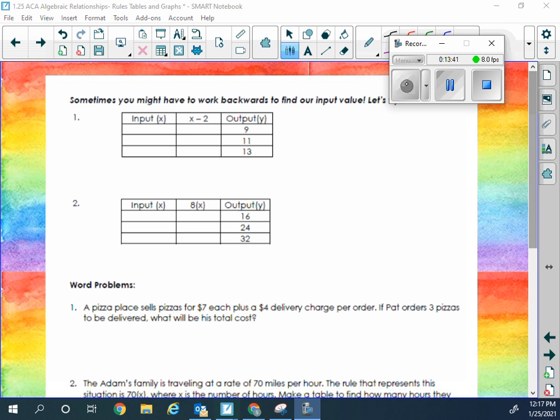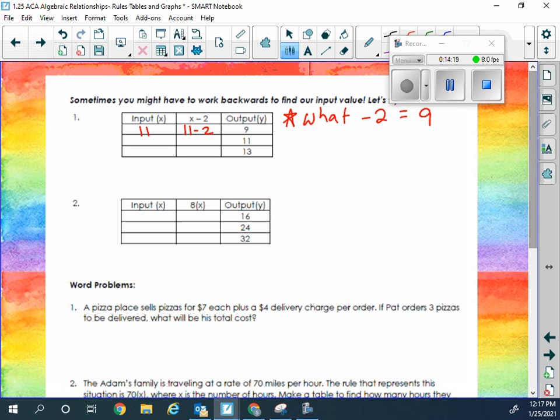Okay, so on the next page it says sometimes you might have to work backwards to find your input value. So meaning they gave you the y and now you're going to have to go back and find the x. Okay? So here is still our process. What should you be thinking? You should be thinking, what minus 2 gives me 9? What minus 2 gives me 9? Tell me. What minus 2 gives you 9? 11. That's exactly right.